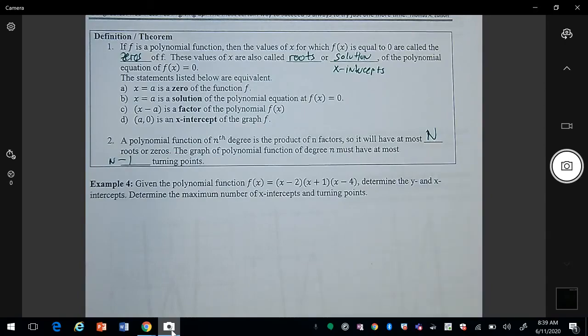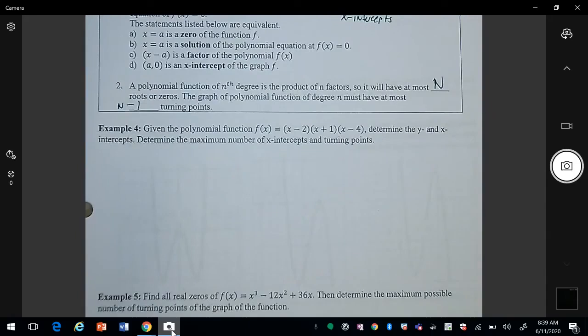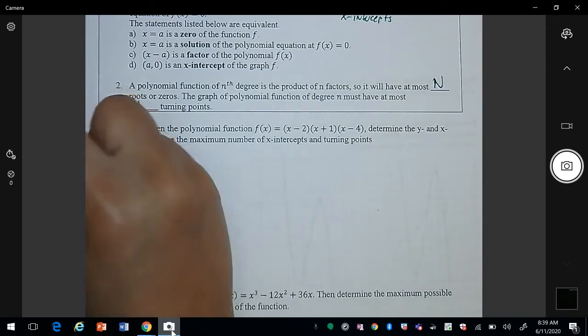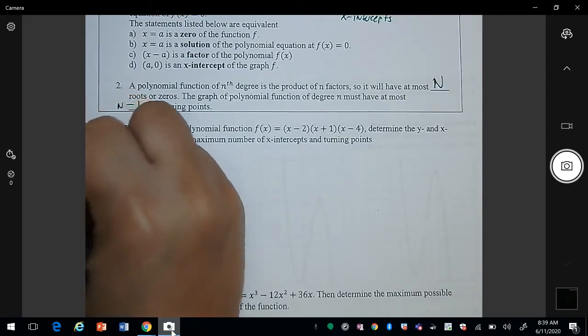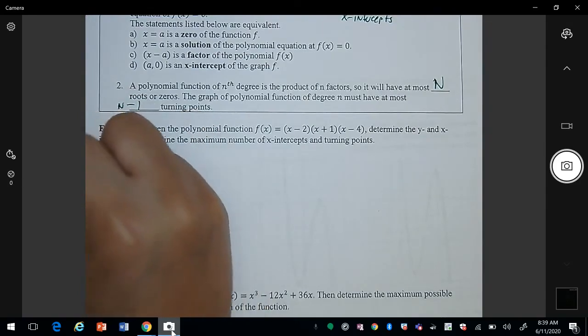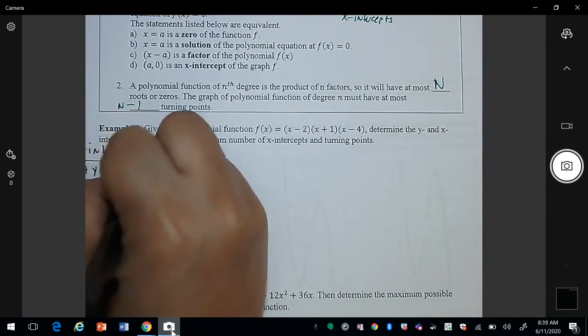Okay. So for example, given the polynomial f of x equals (x minus 2)(x plus 1)(x minus 4), determine the y- and x-intercepts. Determine the maximum number of x-intercepts and turning points. So the first thing we want to do is find the x-intercepts, which are the zeros. So to do that, we're going to let y equals 0 and solve for x.